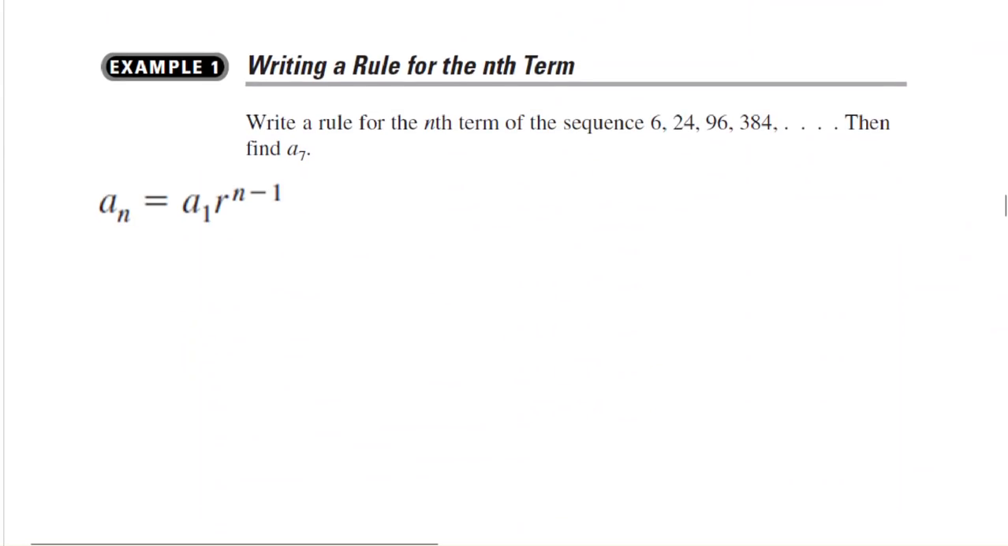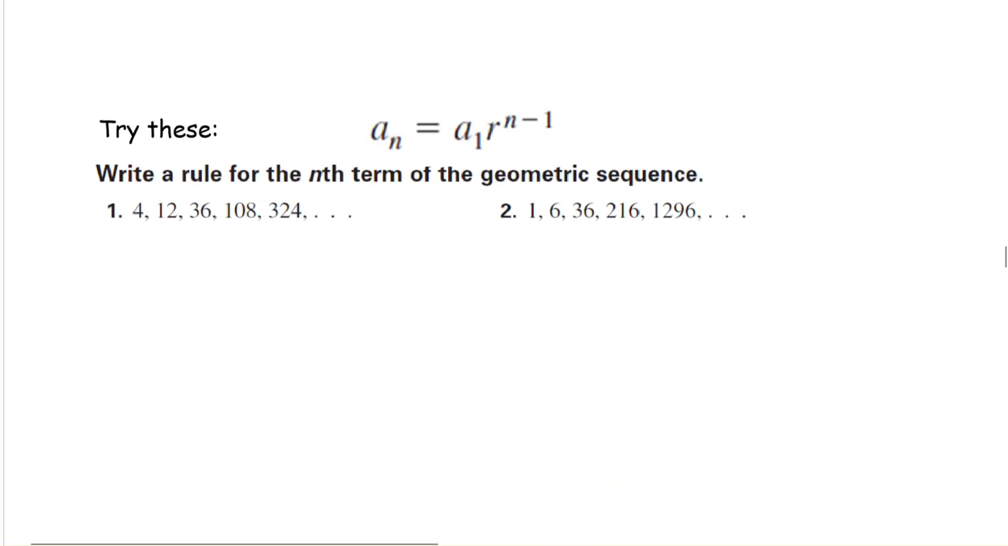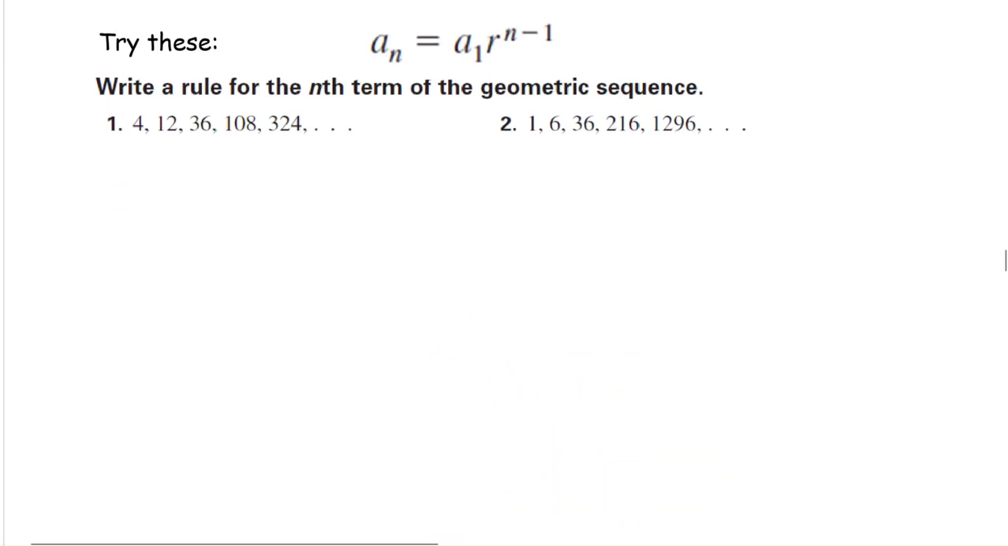Our first example, write a rule for the nth term of the sequence. So what's going on from one term to the next? Looks like we're multiplying by 4. So our rule would be a sub n equals our first term 6 times 4 to the n minus 1 power. And it's as easy as that. So pause this if you want to try it, and then I'll do it.